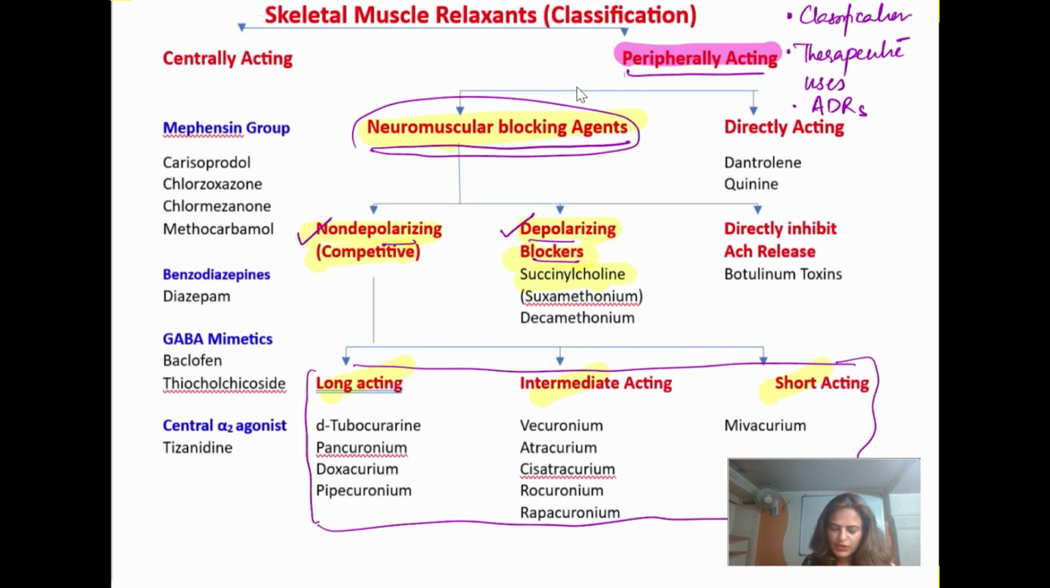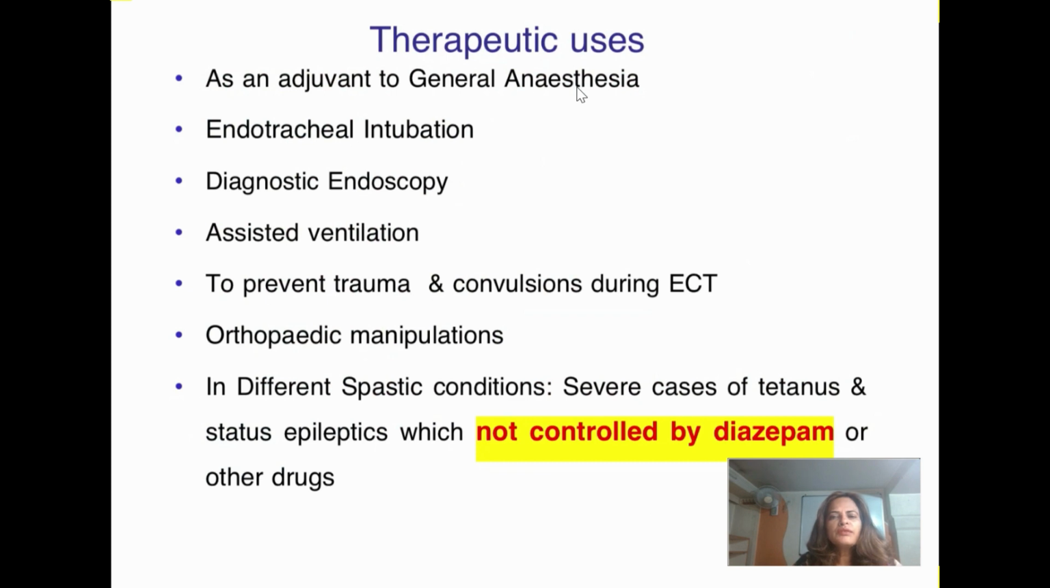So what are the therapeutic uses of this neuromuscular blocking agent? So the most important therapeutic use is it is used as an adjuvant to general anesthesia. So surgery can be performed or surgical procedure can be performed easily and rapidly once we are using this peripheral acting neuromuscular blocking agent. How they are going to help?